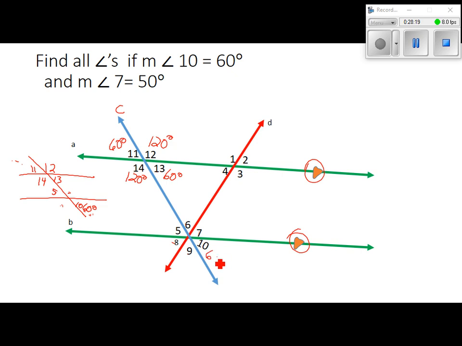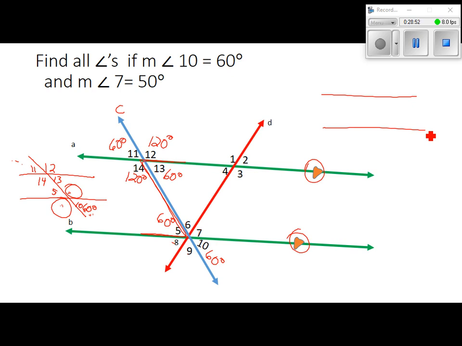If 10 is 60, then 5 over here is vertical to it, so it has to be 60. And you'll notice 13 and 5 are alternate interior angles, so they both have to be 60. Now here's where you've got to be careful because we can't really find these two angles. We can find the angles, but they're not really the same as the angles in the picture. So we separate off that first picture, and you've got to separate these off, otherwise you're going to end up confusing yourself on these problems, some of them.